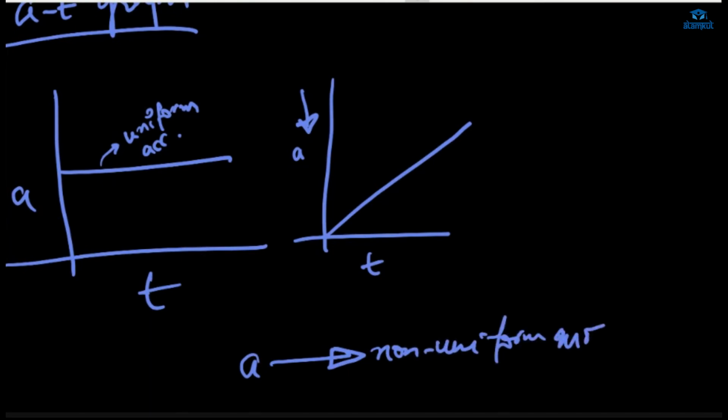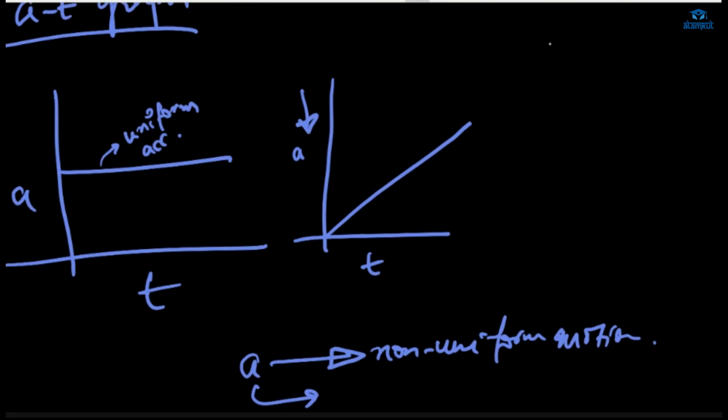Now we will talk about what kind of acceleration this is. Is it uniform or non-uniform? If you are talking about acceleration, don't ever talk about motion, because accelerated motion is obviously non-uniform. Only non-uniform motion is accelerated. Uniform motion is never accelerated.